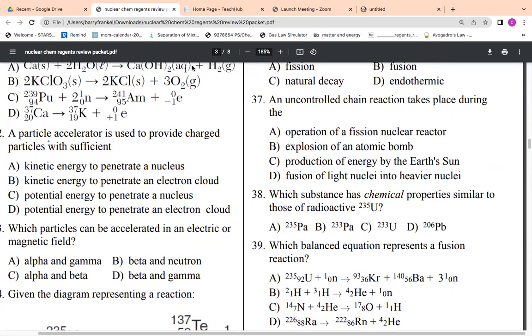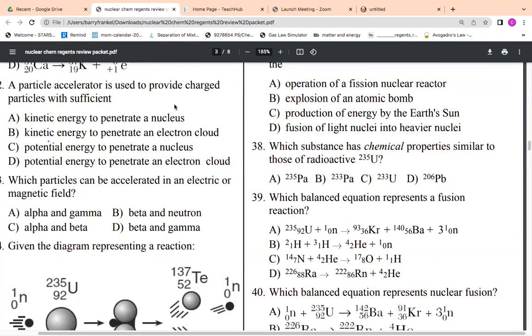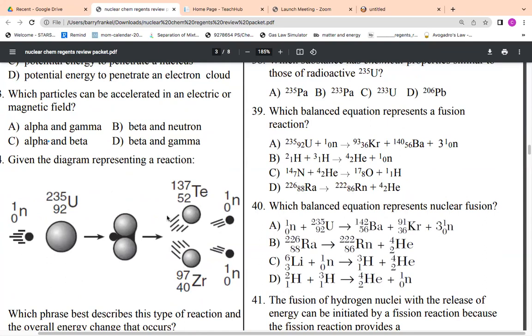37. An uncontrolled chain reaction takes place during the. So I'm actually going to scroll down for a sec. Right here, okay, this is a fission reaction. So this is something that could occur in a nuclear power plant. Now, when we have uranium-235, we hit it with a neutron and it will break up. So this is kind of like the intermediate state. This is the uranium splitting up into two different elements, Te and Zr.